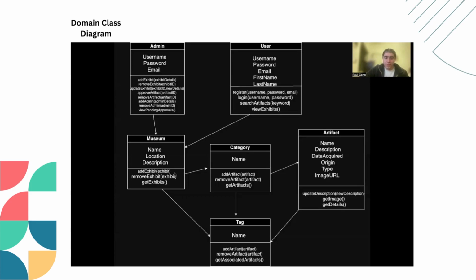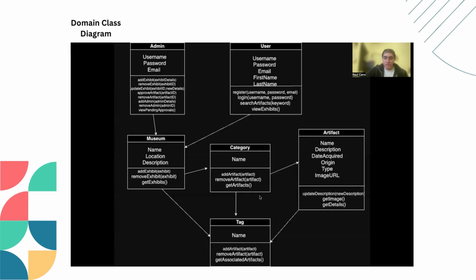And then remove exhibit, which removes an exhibit from the museum, and get exhibits, retrieves all exhibits in the museum. For the category class, there is add artifact, which adds an artifact to the category, remove artifact, which removes an artifact from the category, and get artifacts, which retrieves all artifacts in the category. And we have the tag class, which has add artifact, which associates an artifact with the tag. Remove artifact, which dissociates an artifact from the tag. And get associated artifacts, which retrieves all artifacts associated with the tag.